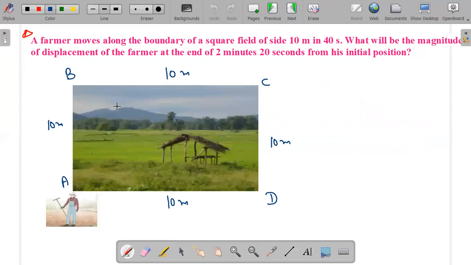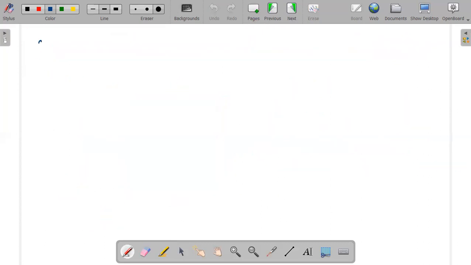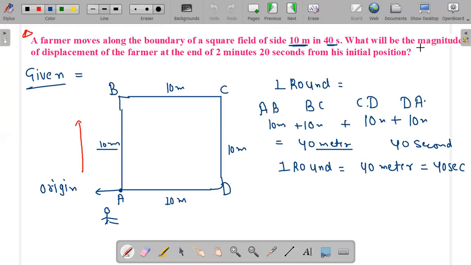Now you have to find something. What to find? Now you have to find what will be the magnitude of displacement of the farmer at end of 2 minute 20 second. Remember what is magnitude? Magnitude is that I have to find something in numerical value, like 10 kilometer, 5 kilometer, 10 meter, 2 meter. That is magnitude. So don't worry about what is magnitude. I have to find any numerical value.